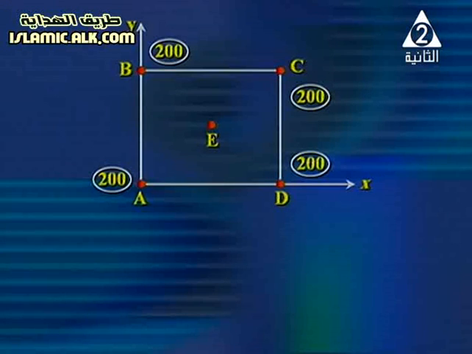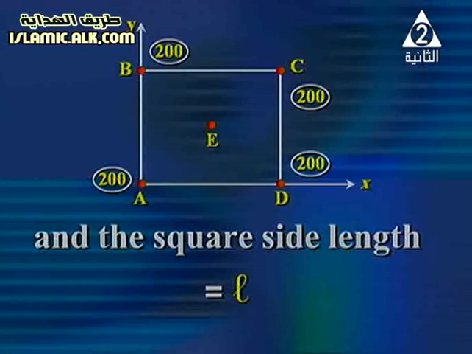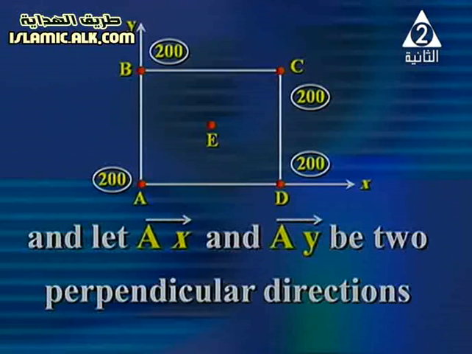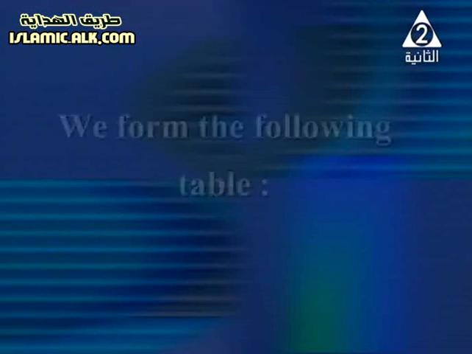AX represents the x-axis, AY represents the y-axis, two orthogonal axes. Let A be the origin of the square ABCD. The center of a square is the intersection point of its two diagonals. Remember, suppose the square side length equals L. Then AX and AY, two perpendicular directions, represent the x and y axes. A is the origin point (0, 0). We form the following table.